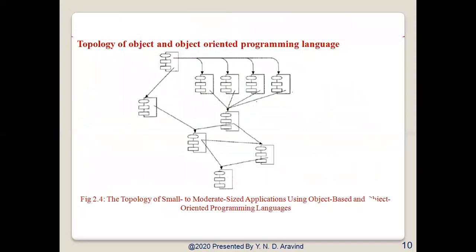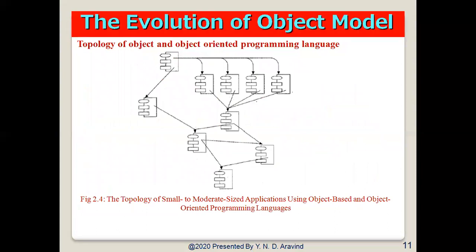In this figure, we illustrate the topology of languages called object-based or object-oriented, for small to moderate-sized applications. Here, the physical building block in these types of languages is the module, which represents a logical collection of classes and objects instead of subprograms. We can clearly see the physical structure of a small to moderate-sized object-oriented application appears as a graph, but not as a tree.